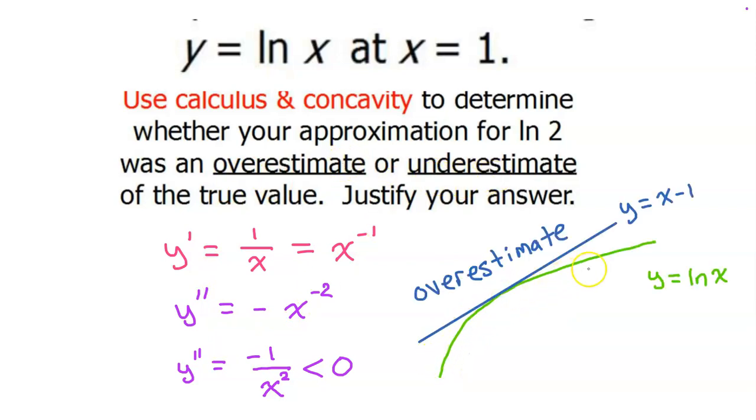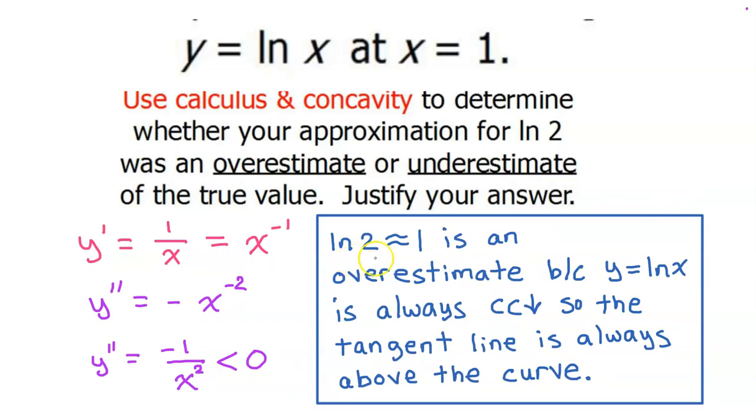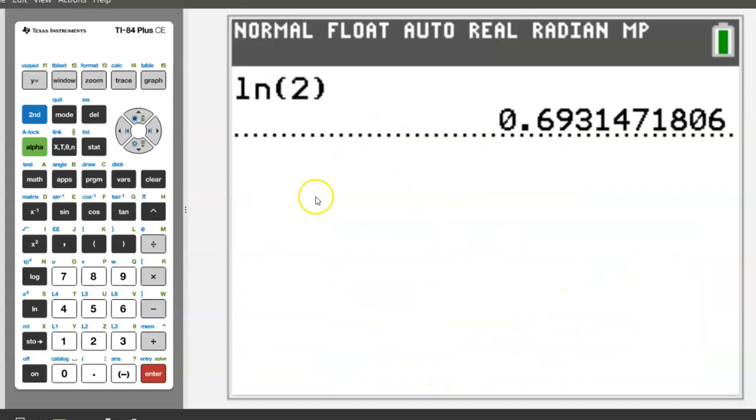If a function is concave down on a particular interval, a tangent line approximation will always give an overestimate because the tangent line will always be above the curve. Here's the justification. Natural log 2 is approximately equal to 1 is an overestimate because y equals natural log x is always concave down, so the tangent line is always above the curve. Confirming with the calculator, notice that natural log 2 is actually 0.693.